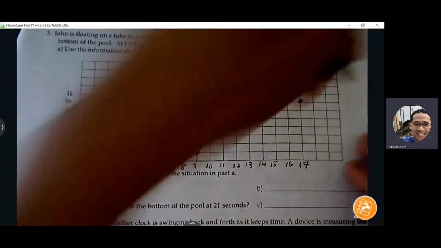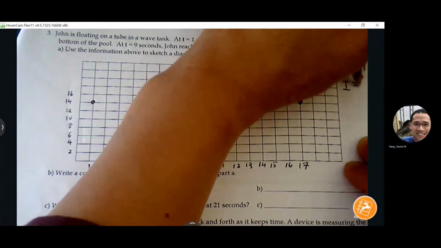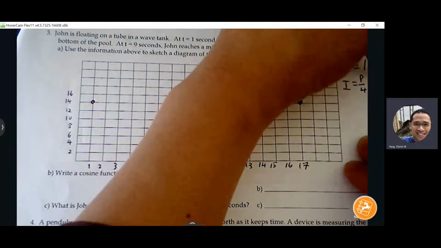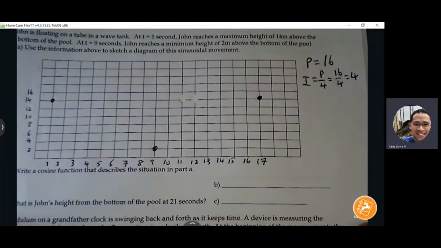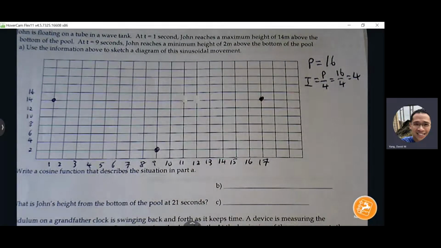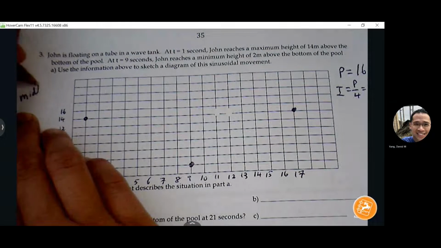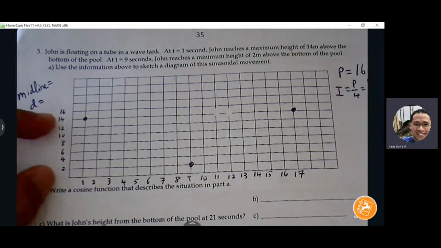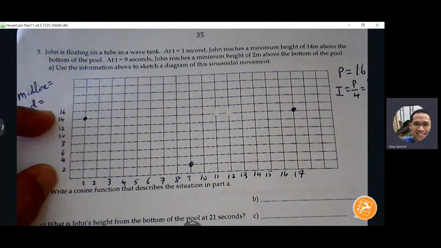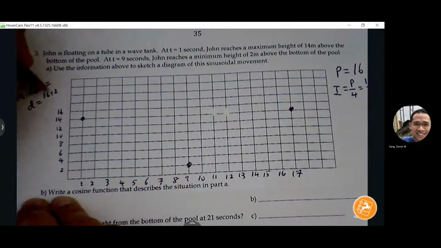Our period is 16, which means our interval is 4. It just helps to have those things lined up, visualize this a bit better. We know that the midline is going to be 4 intervals away. We can also find the midline now. Average of the highest and lowest, 14 plus 2 is 16. 16 divided by 2 is 8. 14.